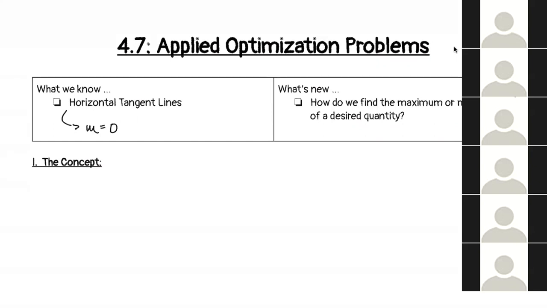Okay. And so we're going to take that concept and apply just that one concept to a bunch of different contexts. So our context is now, how do we find the maximum or minimum of a desired quantity? All right. So we're looking for the biggest amount or the smallest amount given some parameters. Okay. So let's take a look at the concept behind this. Let's get a picture for maximums and minimums on a graph, okay?